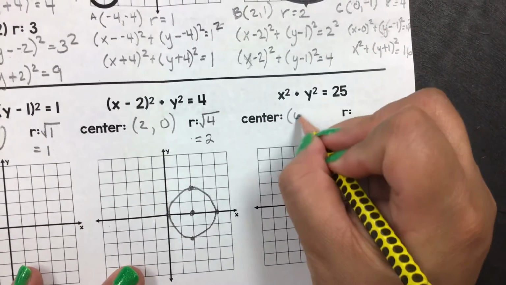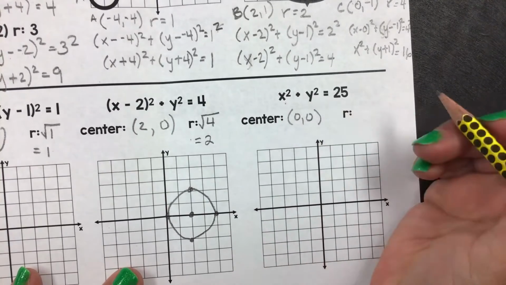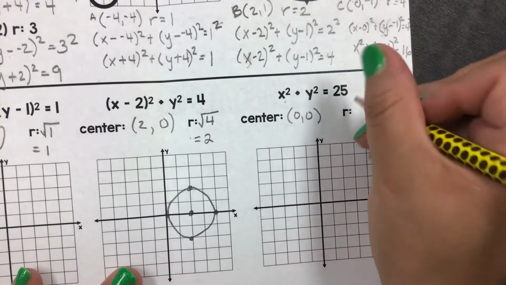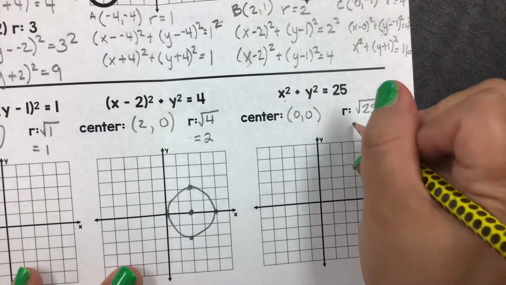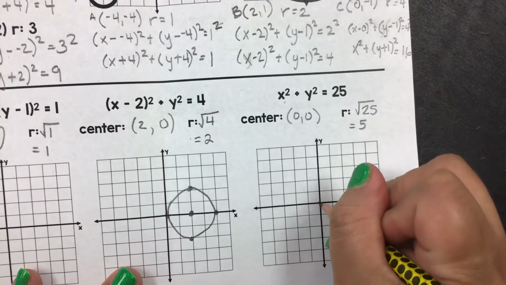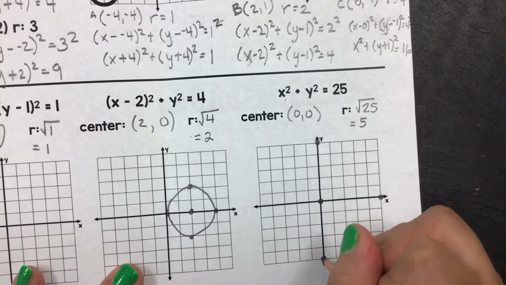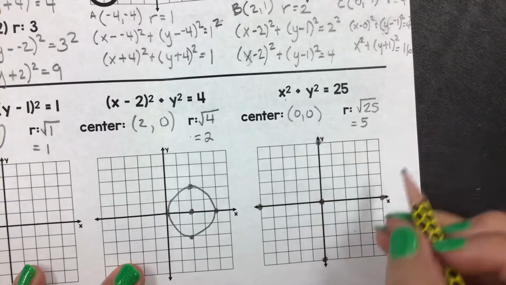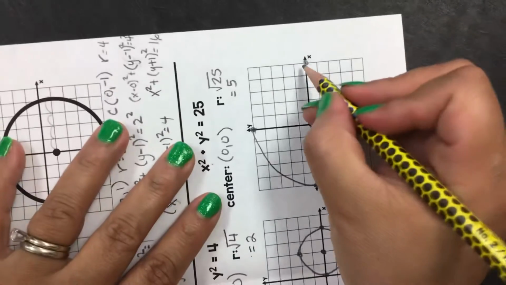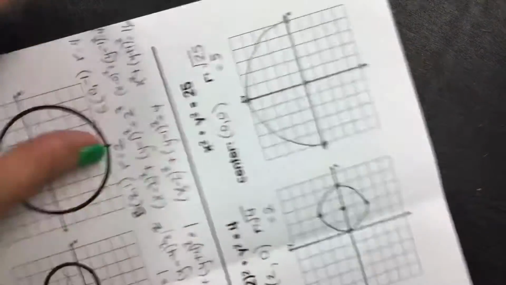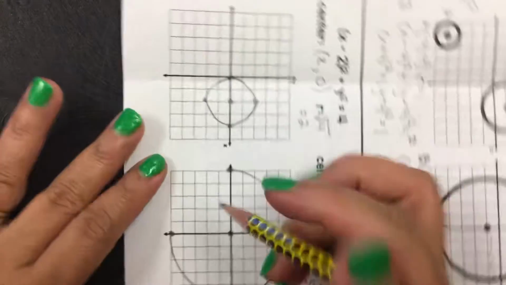The center would be 0, 0 for this one, because you can't see the number in the parentheses. That means it had to be 0. The square root of the number given is the radius, which in this case is 5. So 0, 0, up 5, to the right 5, down 5, to the left 5. And this is where I would tell you that I rotate the paper so it's easier to draw, and you're just drawing one arc at a time. So it looks like a circle.